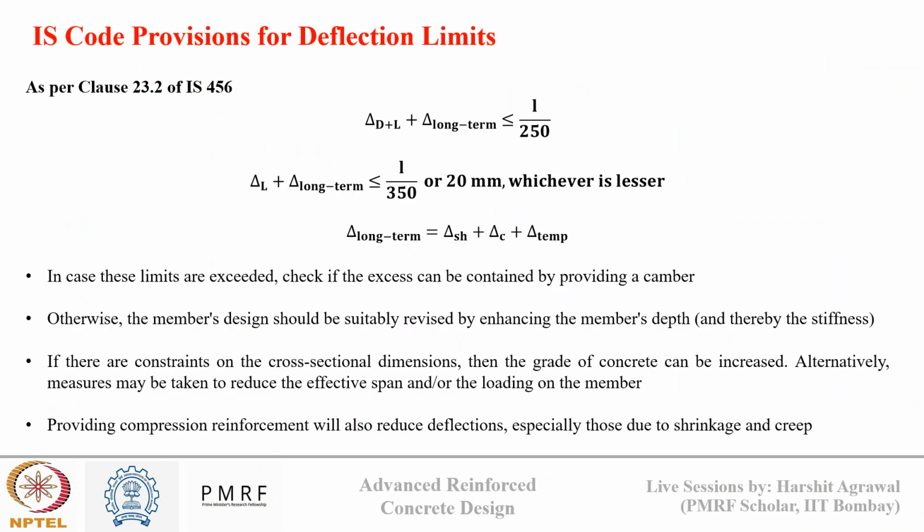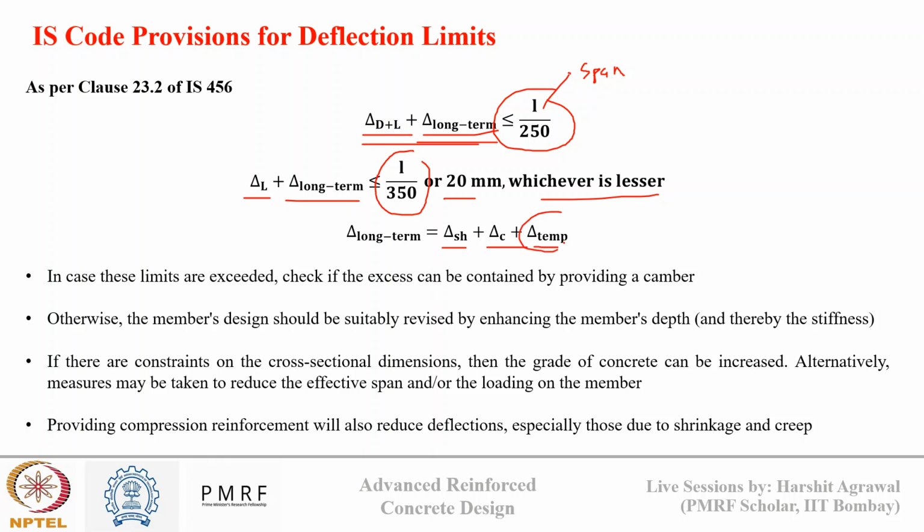Now, what does the IS code say about deflection? If we look at clause 23.2 of IS 456, the total deflection due to dead load plus live load plus long term deflection should be less than L by 250, where L is the clear span of the beam. And the deflection due to just live load plus long term deflection should be less than L by 350 or 20 mm, whichever is less. When we say long term deflection, we are including the deflection due to shrinkage, creep, and temperature. Generally, we nullify the temperature effect because it is very small compared to creep and shrinkage.